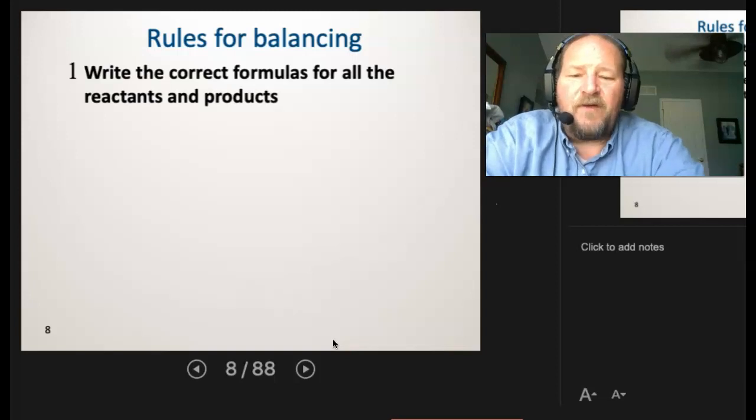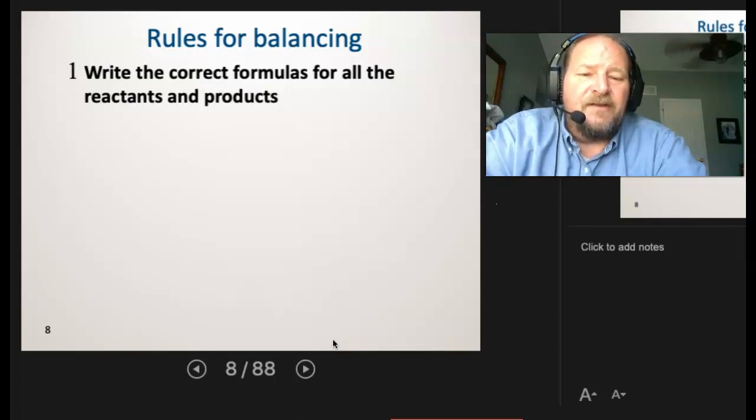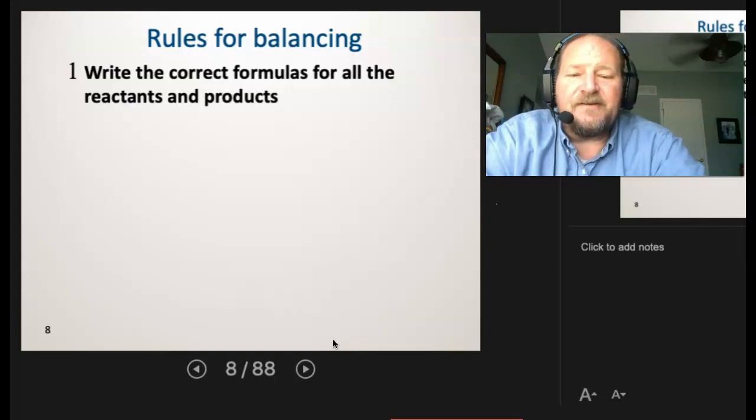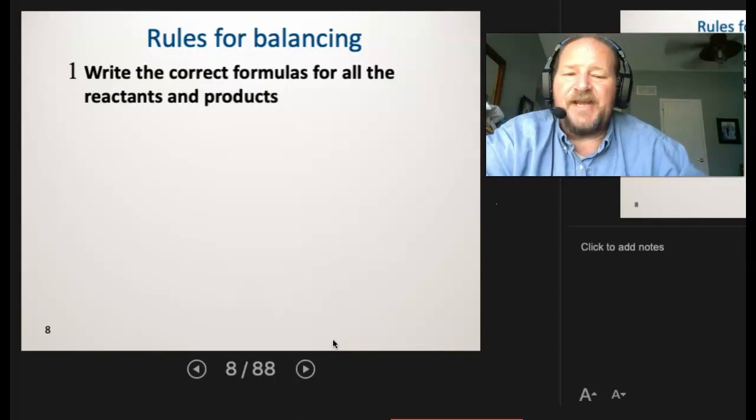Well, number 1, you want to write correct formulas for everything. Right? So products, reactants, the whole 9, they all have to be correct. That's what we just studied. So naming compounds, making formulas, those were important because they're going to carry on to the sentences, and you have to be able to convert those names into the correct formulas, or else you have no chance at balancing your equation.